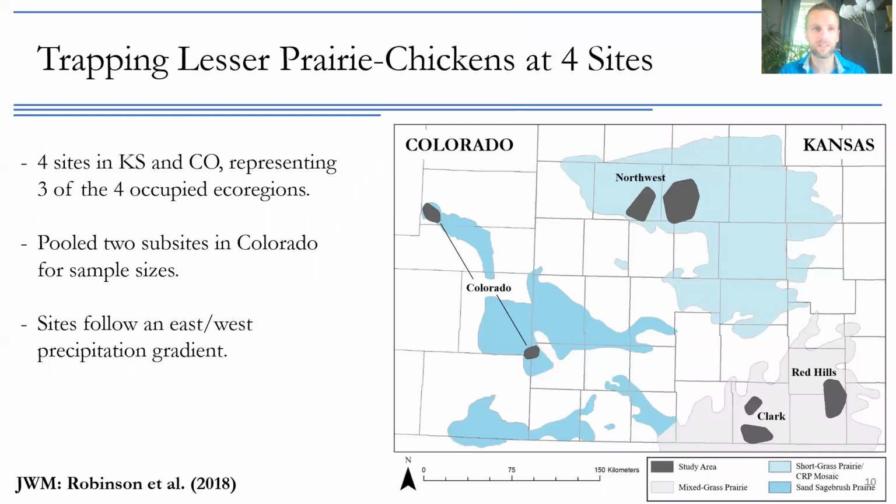To answer these questions, we trapped lesser prairie chickens at 4 sites: in Colorado, Northwest Kansas, and our sites Clark and Red Hills in the mixed grass prairie. Together, the sites in Kansas and Colorado represent 3 of the 4 occupied ecoregions. And we pooled the 2 subsites in Colorado for sample sizes to form 1 site. Our 4 sites follow an east to west precipitation gradient with consequences for the vegetation that occurs in these landscapes, with less rain resulting in lower vegetation.